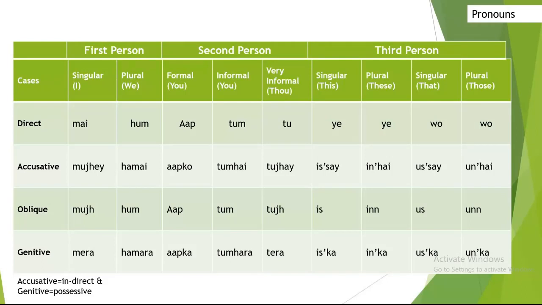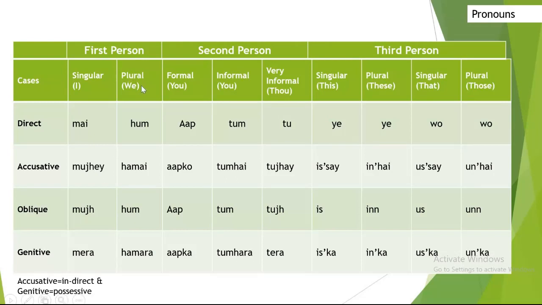Okay, so now let's look at the Urdu words for the first person. In direct case, singular is मैं. For example, I drink water. मैं पानी पीता हूँ.